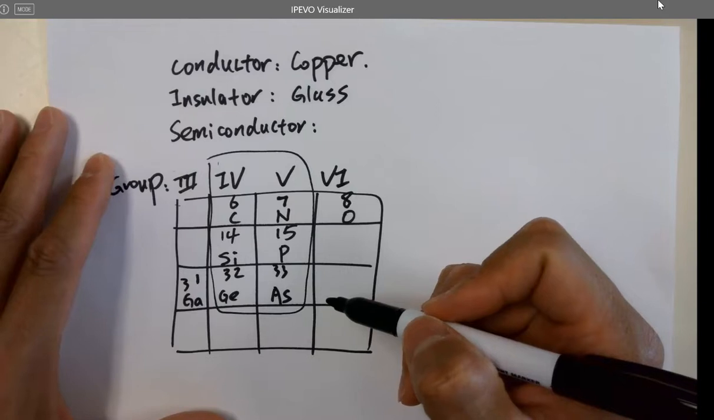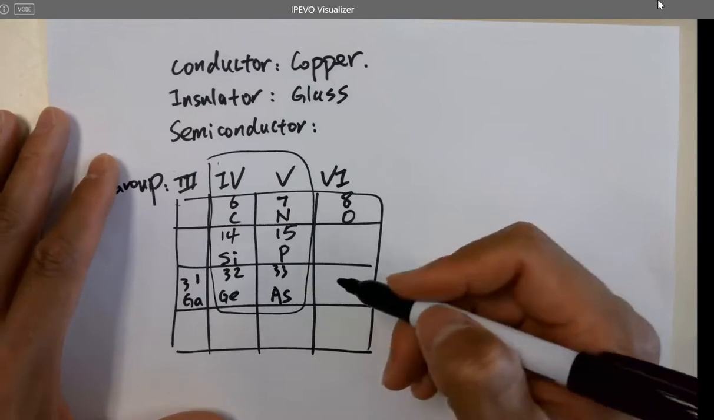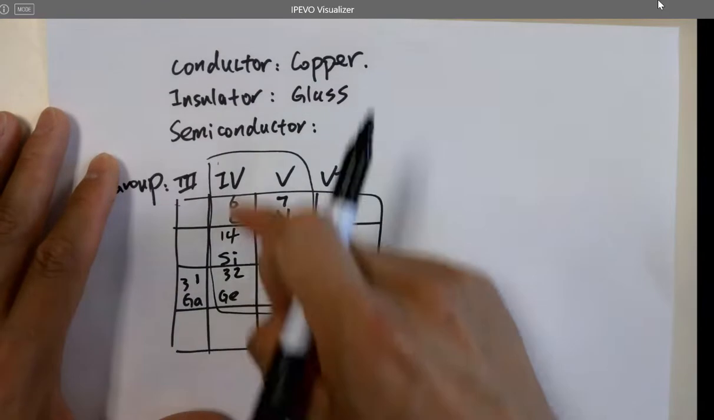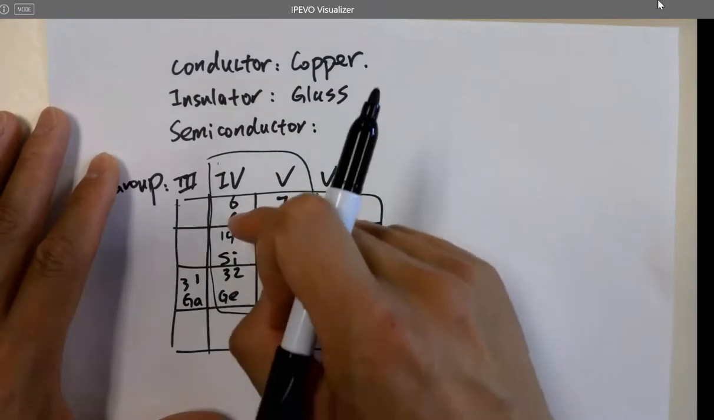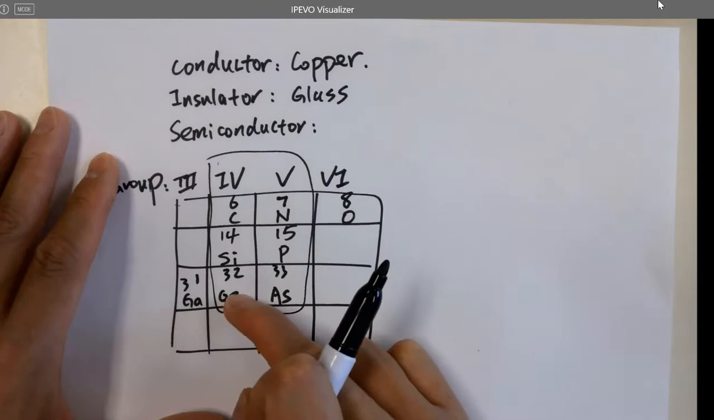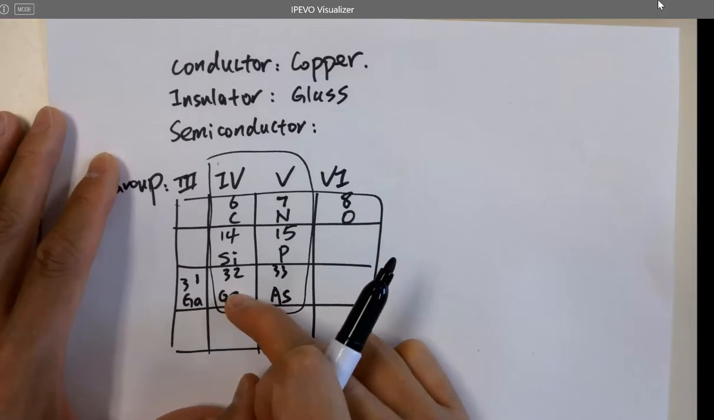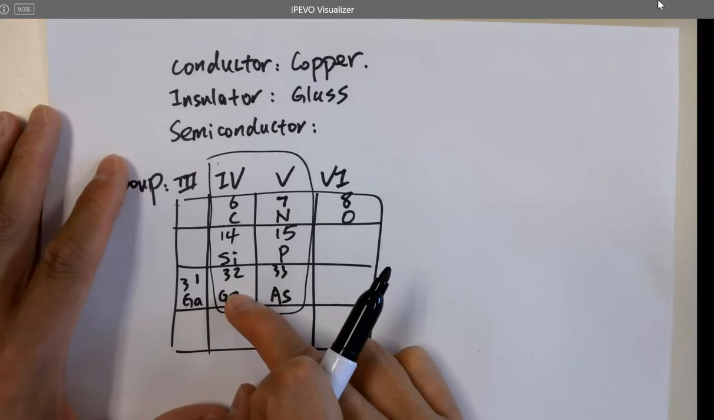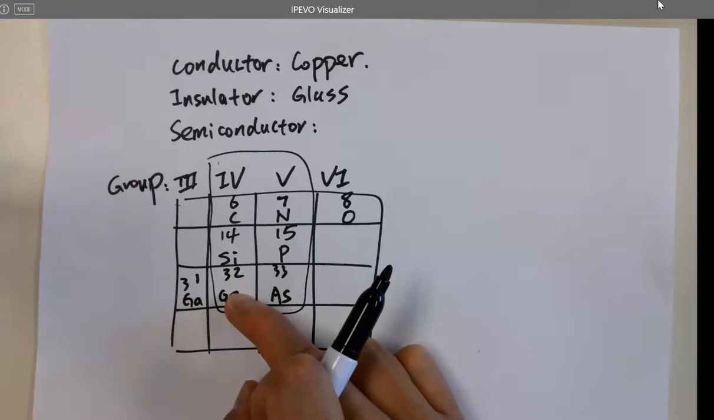Each group has the same number of electrons in the outer orbit. So carbon, silicon, germanium have the same number of outer orbit electrons. Have you learned it somewhere else? Yeah. Okay. Physics 2? Chem 1?